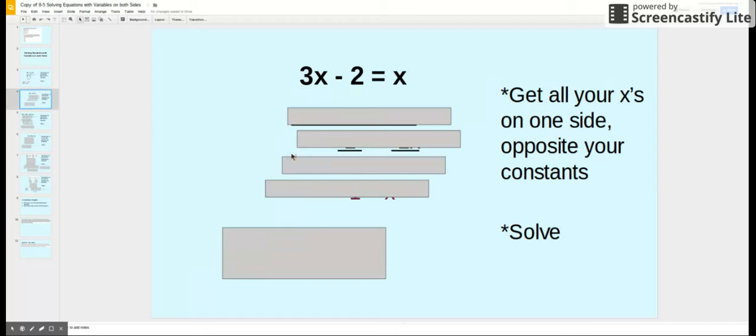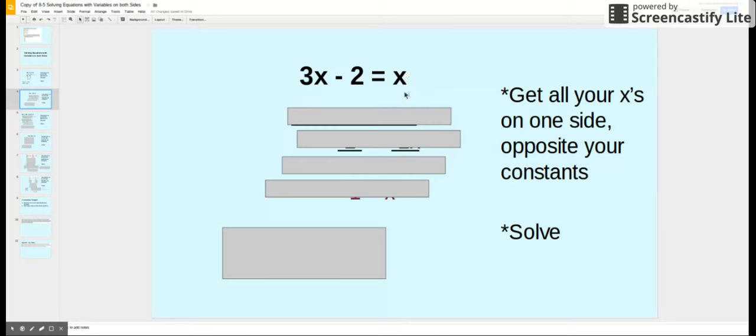All right, here is our next example. We have 3x minus 2 is equal to x. Again, we want to get our x's to one side. So in other words, here's the equal sign. We want to get x's on one side and constants on the other. Doesn't really matter. So in this case, I'm going to move this 3x so that it makes me do less steps.